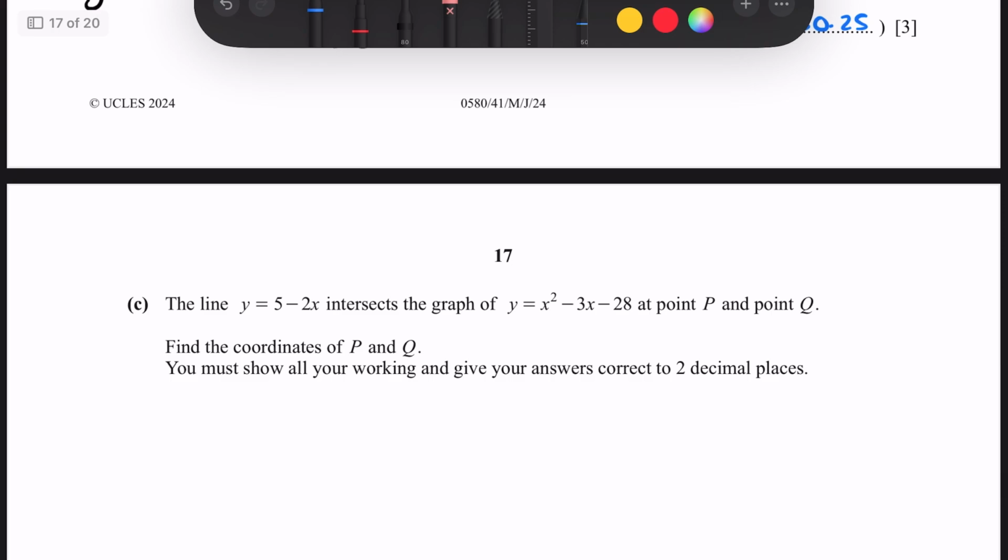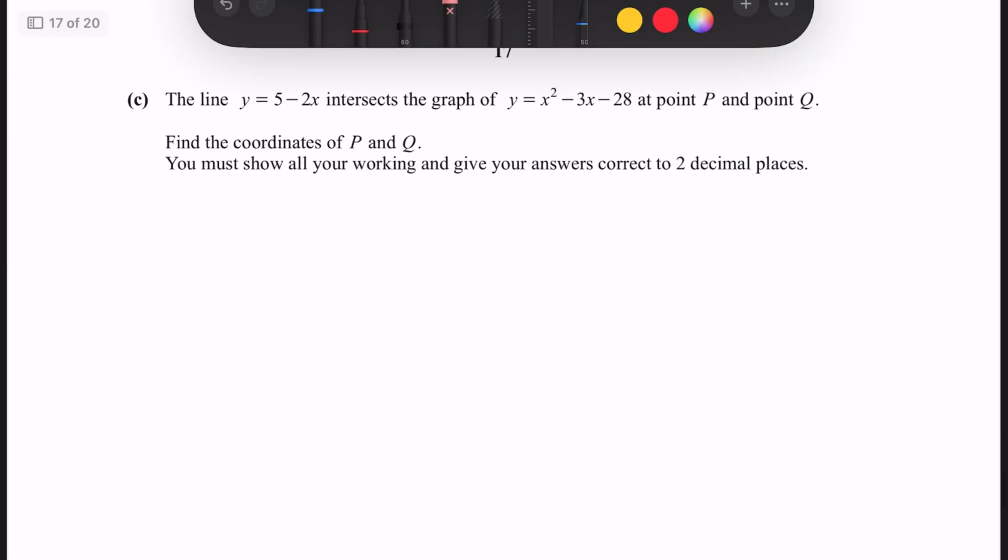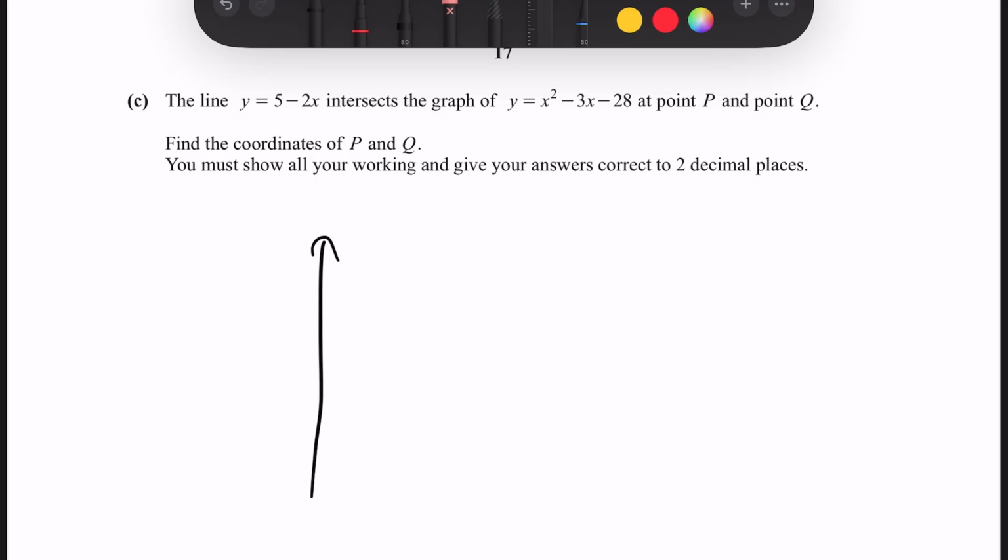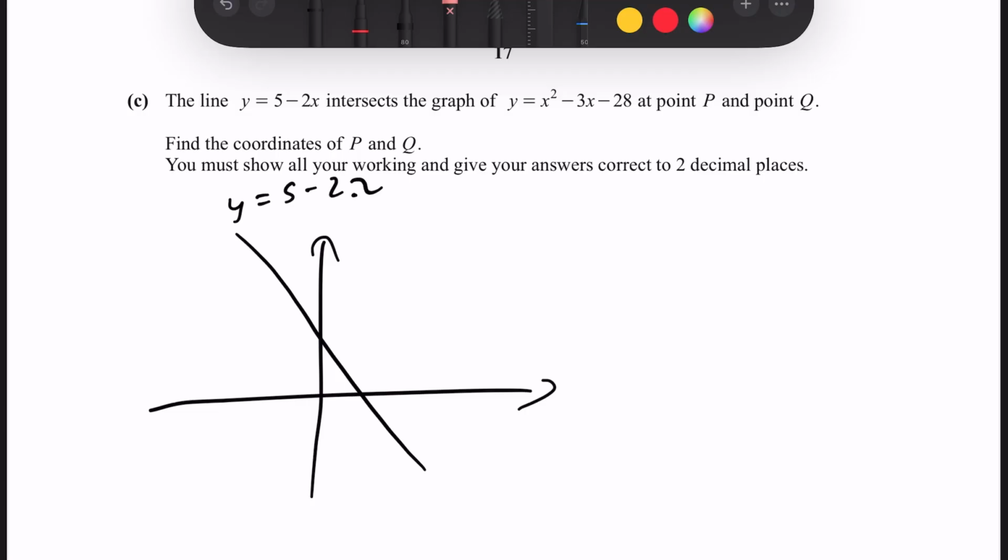Now C says that the line y is equal to 5 minus 2x intersects the graph of y is equal to x squared minus 3x minus 28 at point P and point Q. Find the coordinates of P and Q, and you must show all your working and give your answers correct to 2 decimal places. So if I draw a very rough sketch to give you an understanding of how this would work, this is y is equal to 5 minus 2x, and x squared minus 3x minus 28.